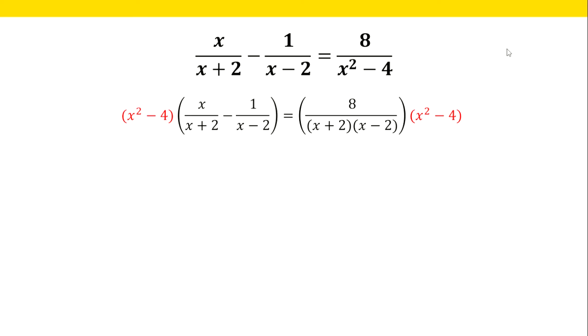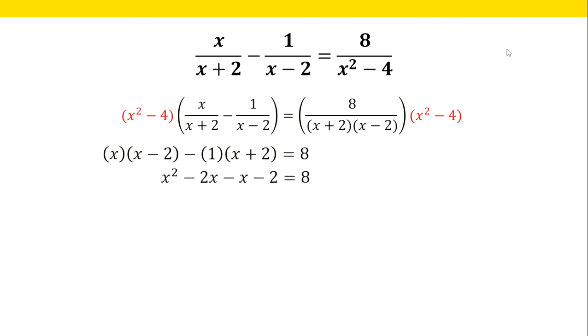Then we multiply it on both sides. For the left hand side, we'll obtain x times the quantity of x minus 2 minus 1 times the quantity of x plus 2 is equal to 8. On the right hand side, x squared minus 4 will be eliminated because that will become 1, so that's equal to 8. Then again, distributive property. So we'll obtain here x squared minus 2x minus x minus 2 is equal to 8. Combining like terms, we'll obtain x squared minus 3x minus 10 is equal to 0.